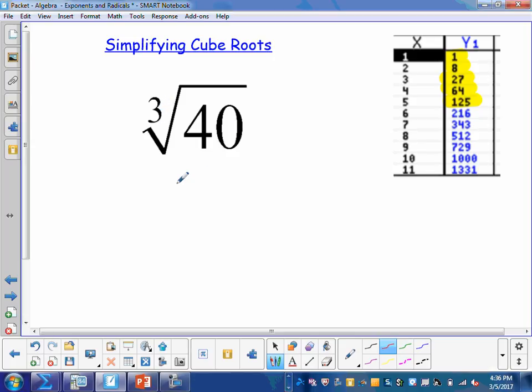So the cube root of 40 can be simplified. So I'm going to look at factors of 40 that are perfect cubes. And 8 is a perfect cube. So the cube root of 8 times the cube root of 5 is the cube root of 40. The cube root of 8 is 2, so 2 cube roots of 5.